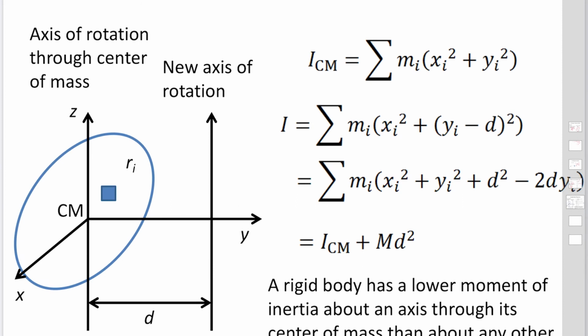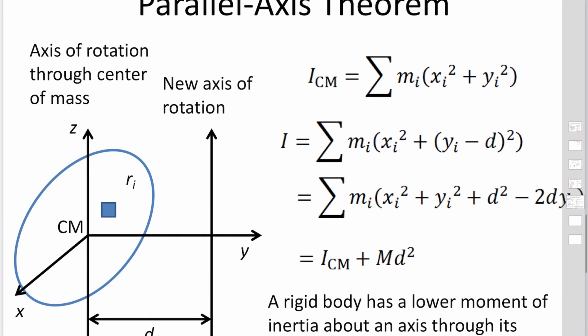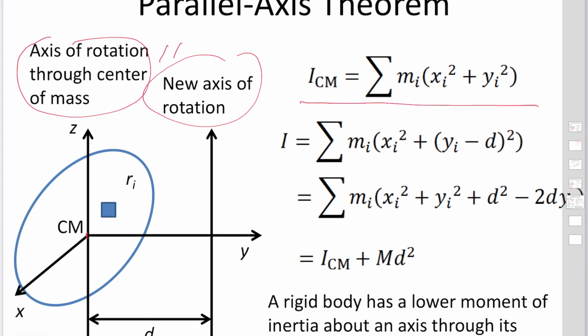Then finally, I would like to explain the parallel axis theorem. In the last case, we obtained the moment of inertia when the axis of rotation passes through the center of mass. But sometimes the axis of rotation does not pass through the center of mass. Then we would like to find the relation between the moment of inertia when the axis passes through the center of mass and when the axis of rotation is located in a different place, with respect to the new axis of rotation. In this case, the center of mass is located at the origin.